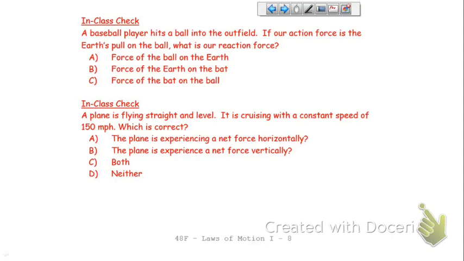So let's practice. A baseball player hits a ball into the outfield. If the action force is the Earth's pull on the ball, what is the reaction force?